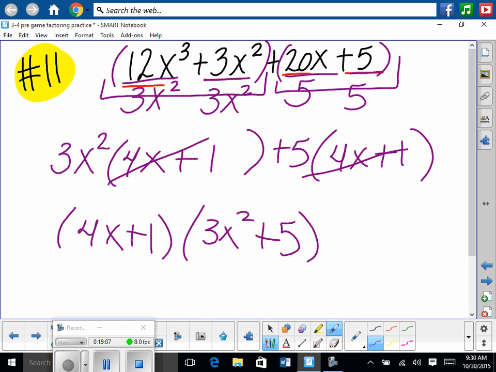And then guess what? We're not done. Do we have all linear factors? No, that's a quadratic. Do we know how to factor quadratics? If possible, you'll try to factor that one further. And it doesn't factor further, so we're done there. But you would try. You would find what multiplies to be a times c and adds up to be b. And if there are no such factors, then it's not factorable. Does that make sense?